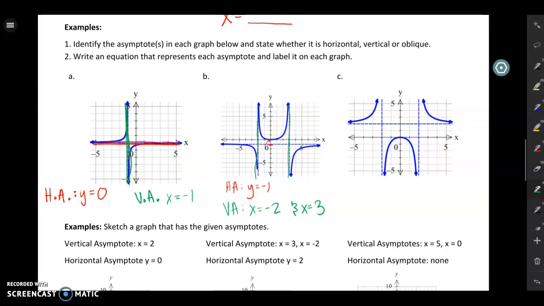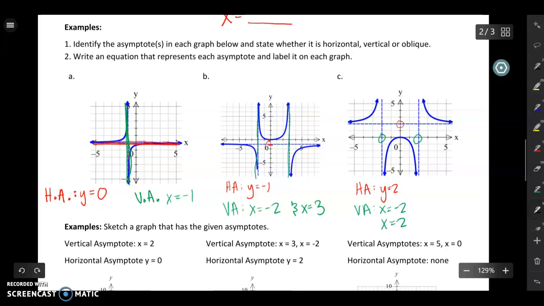And then in the next graph in C, we also have 2 vertical asymptotes and 1 horizontal. So the horizontal asymptote is going to be where it crosses the y-axis, which is 2. So the horizontal asymptote is at y equals 2. And then the vertical asymptotes are where those dotted lines cross the x-axis, so it's going to be at x equals -2 and x equals 2. Okay, so that's where I'm just identifying both horizontal and vertical asymptotes using the equations.